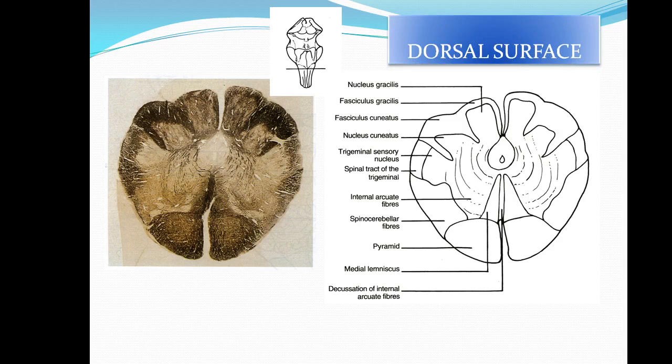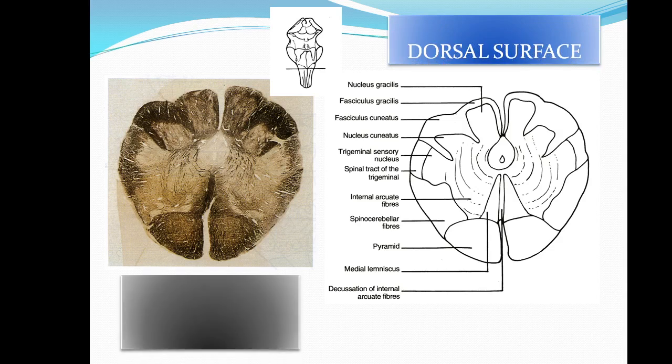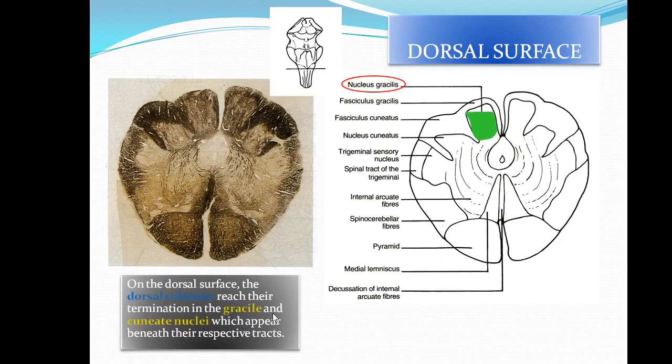The dorsal surface. On the dorsal surface, the dorsal columns each reach their termination in the gracile and the cuneate nuclei, which appear beneath their respective tracts. Here you can see the nucleus gracilis and the fasciculus gracilis. Similarly, you can see here the nucleus cuneatus and fasciculus cuneatus.